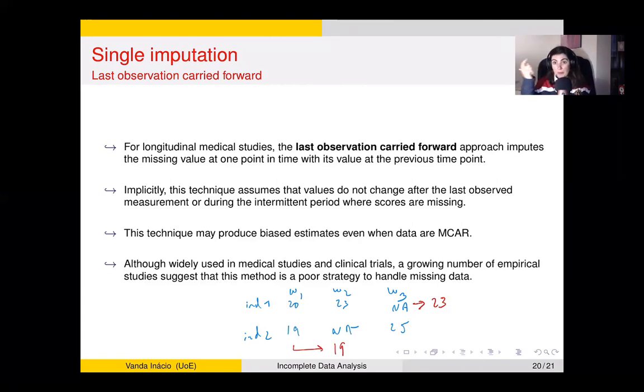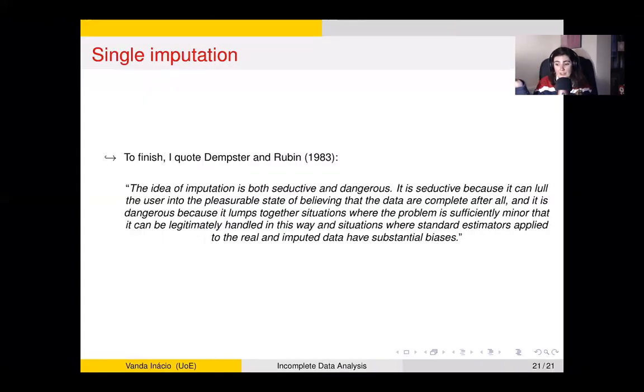And that's it about single imputation. We have covered different methods to generate replacements for the missing values, and here we have just cared about completing the data set. Then we have done nothing more. Once we have our completed data set, we can do whatever is of our interest. Okay. And I finish with a quotation from Dempster and Rubin from 1983. I think it's an interesting short read, and that's it.